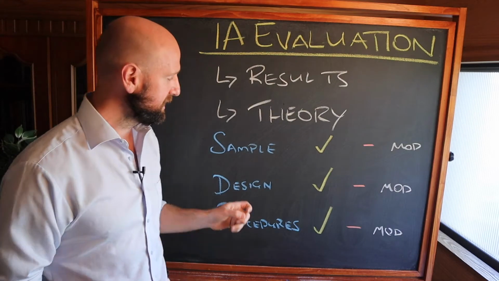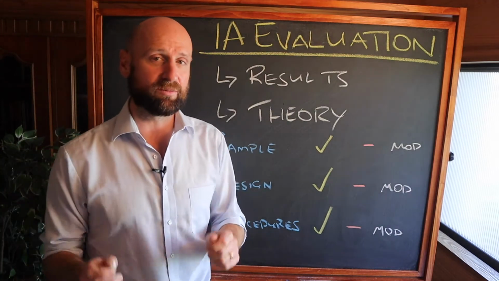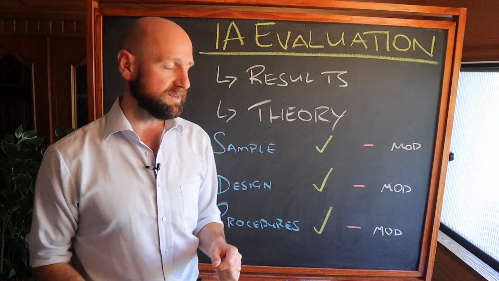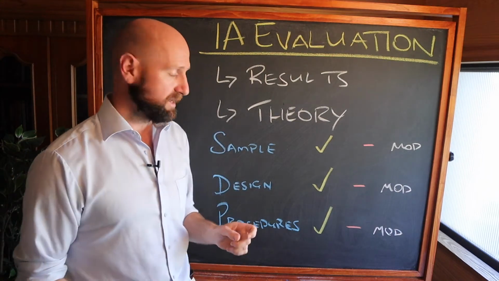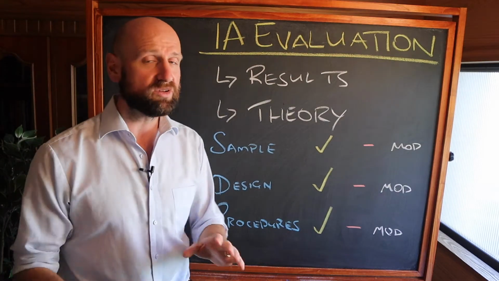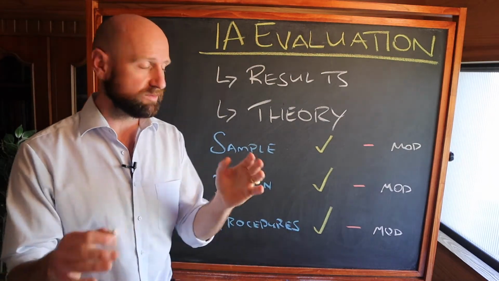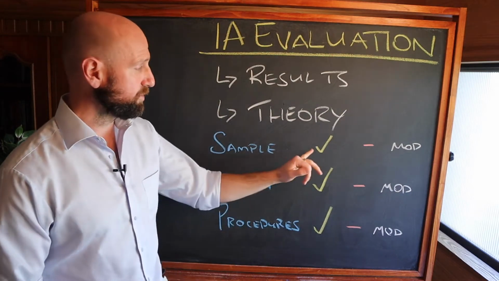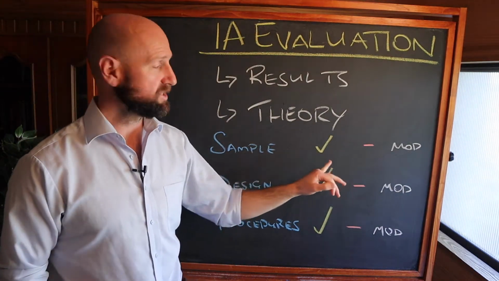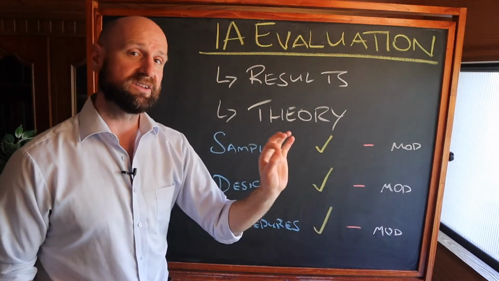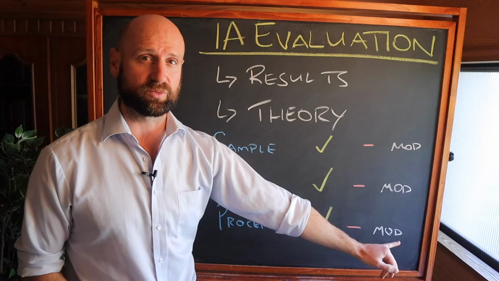Now, the next part is just attention to detail. Most students miss doing all three of these things. You have to explain, you have to evaluate the sample, the design, and the procedures, not just one or two or just one of them, all three. You also have to put strengths of each, limitations of each, and suggest modifications. And I suggest having a modification for each as well.